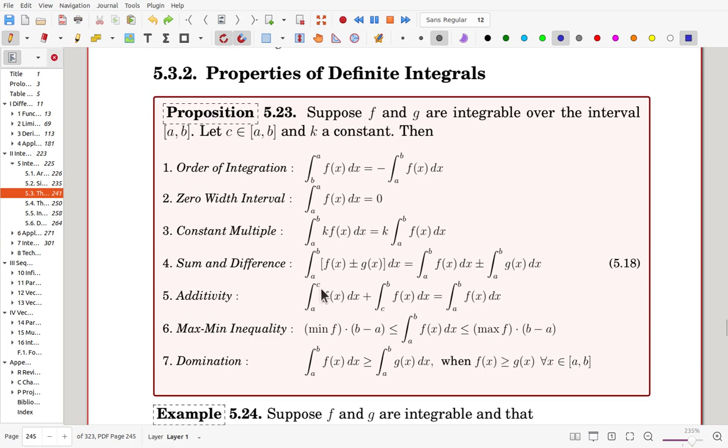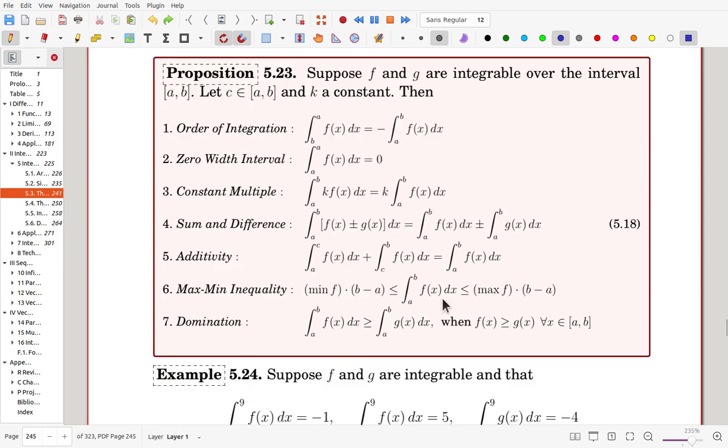Now, for any c, the integral from a to c and the integral from c to b must be the same as the integral from a to b. This is the limit of the Riemann sums over the interval a to c, plus the limit of the Riemann sums over c to b, so eventually the summation is the limit of the Riemann sums over a to b. Right?